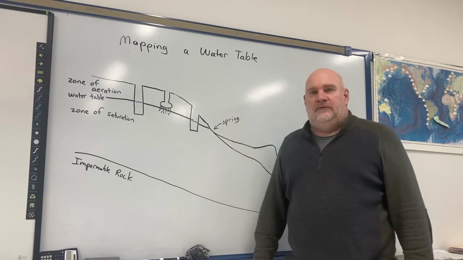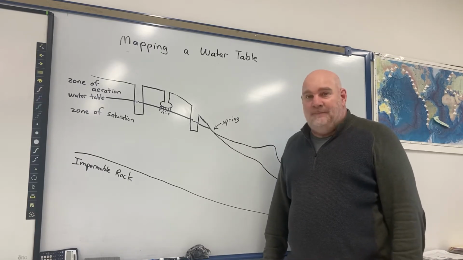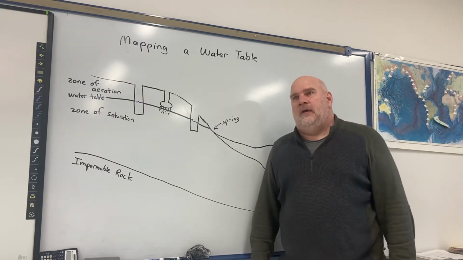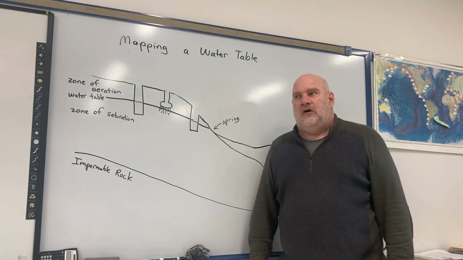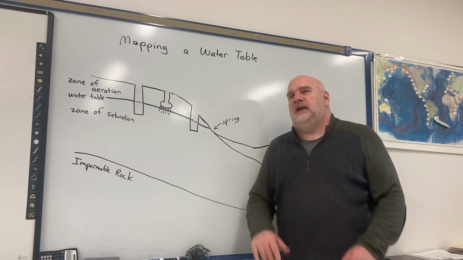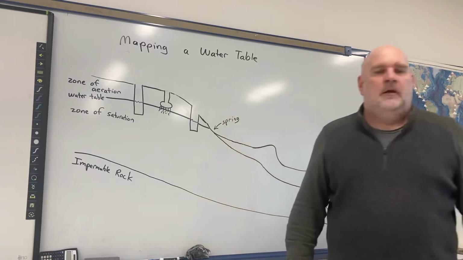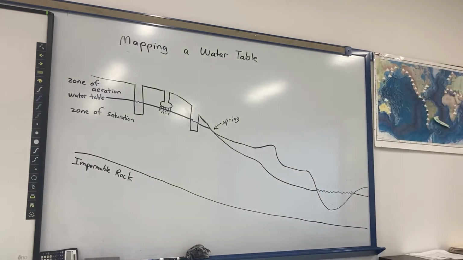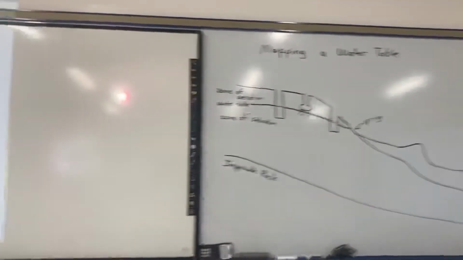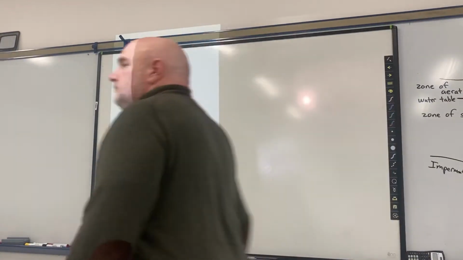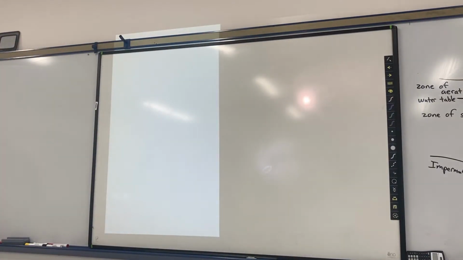And all you really need for that is a topographic map. And that's what we're going to be doing today: you're going to have to draw a water table from the information on a contour map. And once you know how to do it, it's pretty easy to do. All right, so how do you go about doing it?